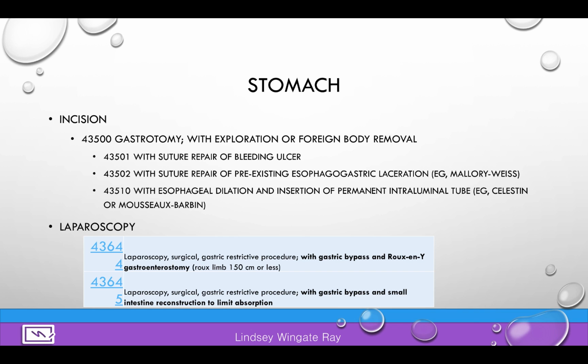43500 is gastrotomy with exploration or foreign body removal. 43501 is gastrotomy with suture repair of bleeding ulcer. 43502 is gastrotomy with suture repair of pre-existing esophagogastric laceration, and 43510 is with esophageal dilation and insertion of permanent intraluminal tube. There's also laparoscopy procedures that include bariatric surgery such as gastric bypass.